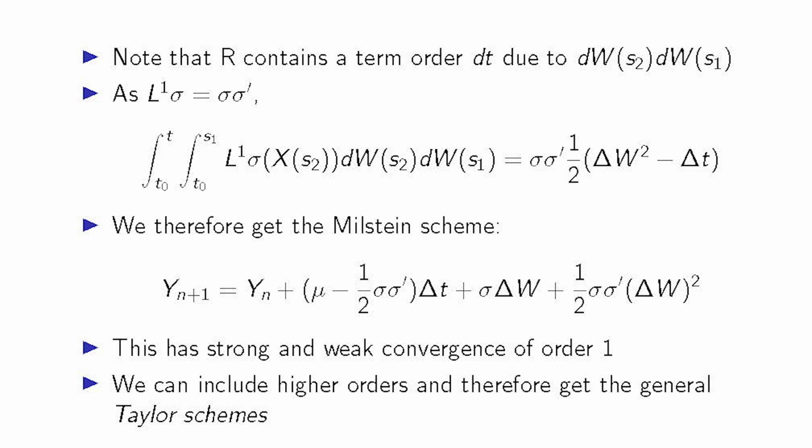And so this gives us the next order up, which is the Milstein scheme. It's generally considered equivalent to the deterministic Euler scheme, because it has a strong convergence of order 1, as well as, of course, a weak convergence of order 1. And so this is an introduction to the world of the more general Taylor schemes, and we can find these schemes just by doing the same expansion and iterating.